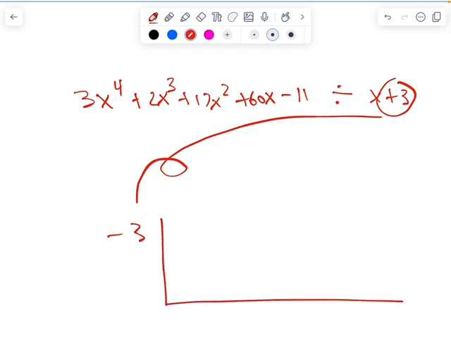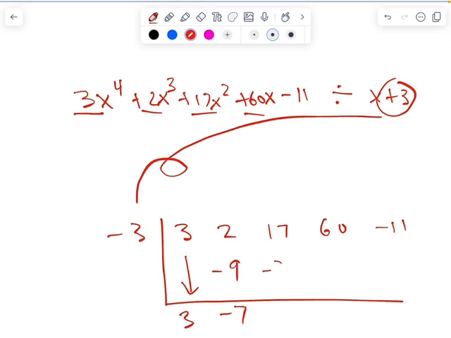We're going to make a deep bracket big enough for 2 rows of numbers to fit in there. I'm going to copy these coefficients, 3, 2, 17, 60, and negative 11. We're going to bring that down. 3 times negative 3, we're multiplying, negative 9. Now we add, negative 7. Now we multiply. Now we add. Now we multiply. Now we add. Now we multiply.